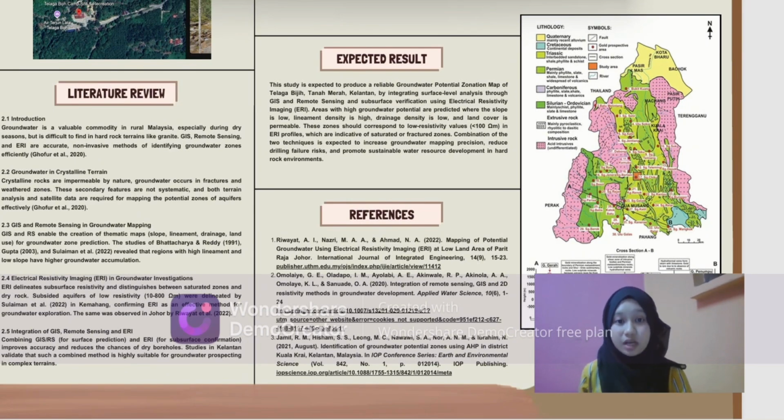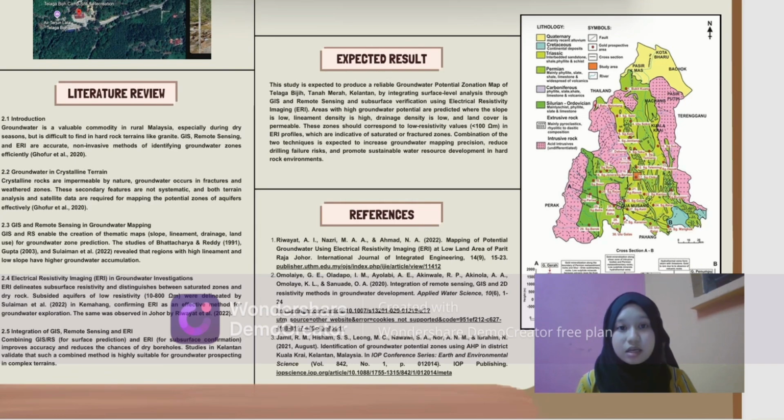In crystalline terrains such as granite and metamorphic rock formations, groundwater does not flow through the rock itself, since it is naturally impermeable. Instead, it accumulates in secondary structures like cracks, fractures, and zones that have been altered by weathering. GIS and remote sensing are powerful tools that allow researchers to create thematic maps showing surface features like slope, drainage density, land use or land cover, and especially linear patterns, which are often signs of fractures or faults. Previous studies by Bhattacharya and Reddy, Gupta and Sulaiman have shown that areas with a high number of lineaments and low slope gradients tend to accumulate more groundwater.